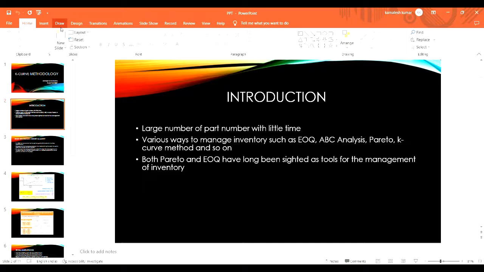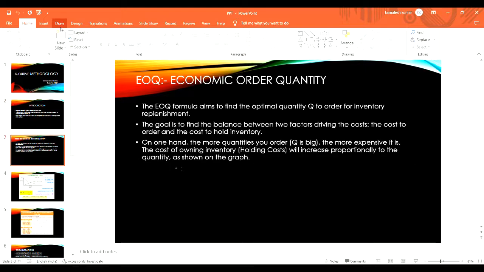This EOQ and ABC analysis, or you can say the Pareto analysis, have been used for a long time as some of the most cited tools in inventory management. So we will be discussing these first. So let's start our discussion with the EOQ model.